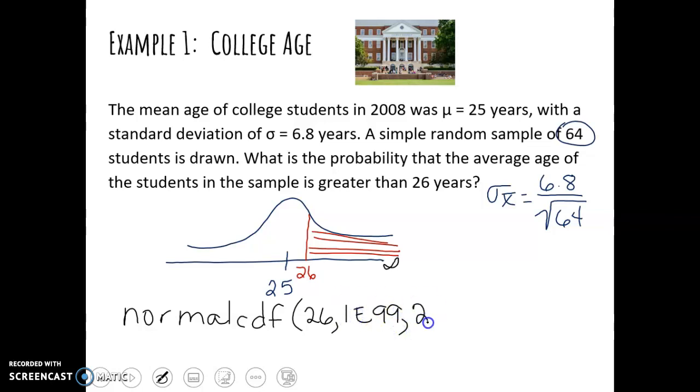The mean is 25 because the mean of the sampling distribution, the mean of the sample means, is the same as the population mean. Now the standard deviation, that's what's going to change. That's the one thing that's going to change here. So it's not 6.8, it's 6.8 over the square root of 64. And you can put that in the calculator just like that.